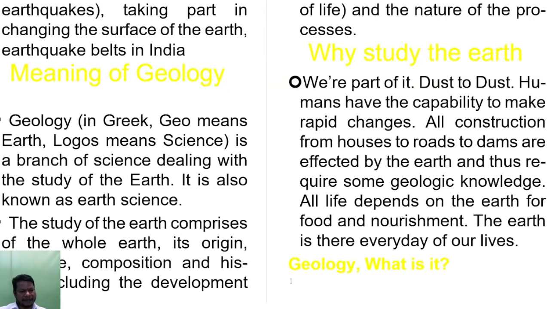What is the meaning of geology? In Greek, geo means earth and logos means science, that is the study of engineering geology. It is a branch of science dealing with the study of the earth. It is also known as earth science. The study of the earth comprises the whole earth: its origin, structure, composition and history, including the development of life and the natural processes.